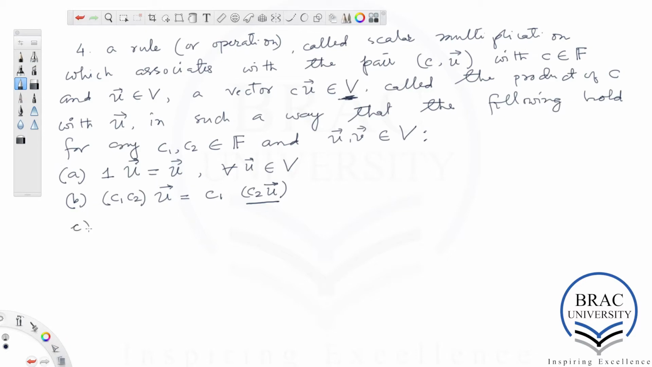The third property is c times (u plus v) has to be the same as cu plus cv, and (c1 plus c2) times u should be the same as c1 u plus c2 u. Together, the third and the fourth property are called the distributive property.